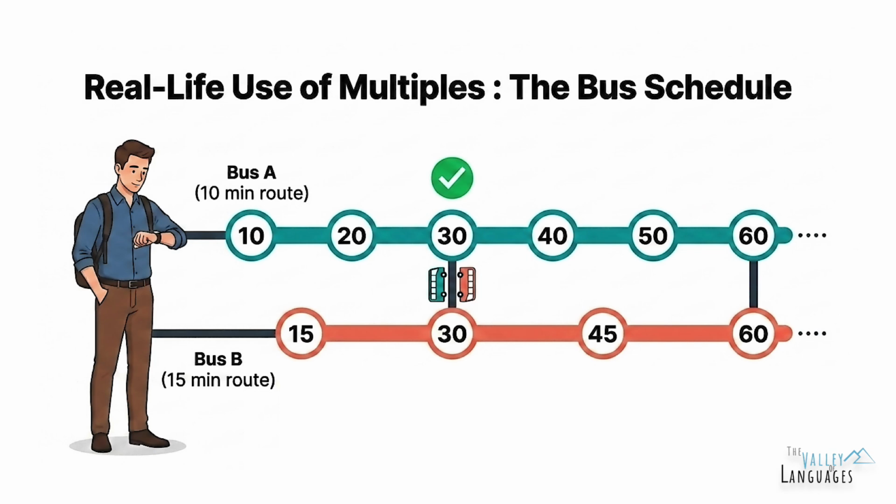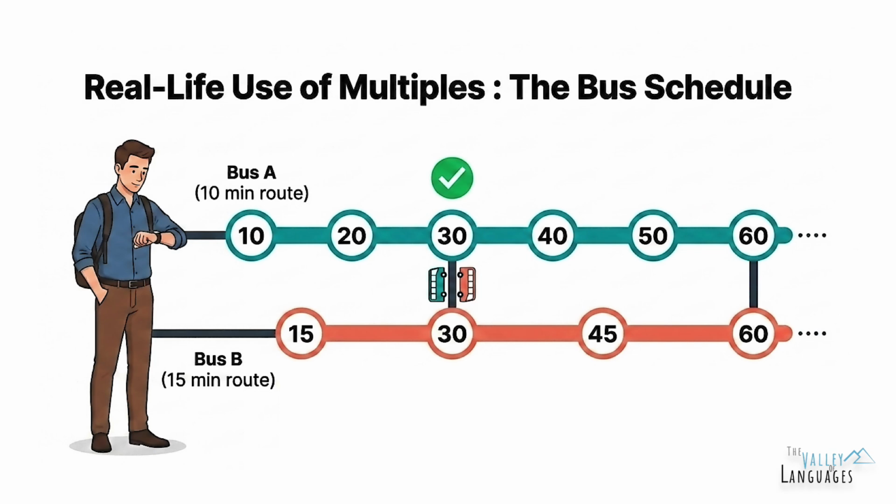Real-life bus schedules. I know what you're probably thinking. When am I literally ever going to use this? Well, understanding multiples isn't just a classroom exercise. It's about uncovering how things sync up in the real world. The LCM is incredibly useful for matching up schedules. Imagine a bus arrives at a station every 10 minutes, and another bus arrives at the exact same station every 15 minutes. If they both just pulled away at the exact same time, when will they arrive together again?